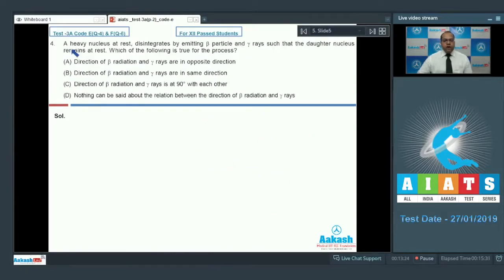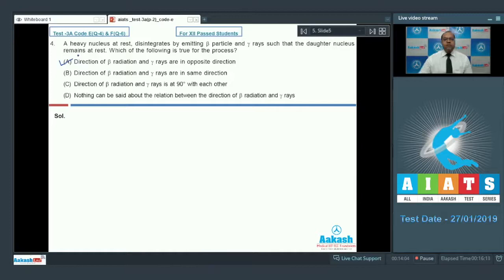In question number 4, a heavy nucleus at rest disintegrates by emitting beta particle and gamma rays such that the daughter nucleus remains at rest. Which of the following is true for the process? So option A is direction of beta radiation and gamma rays are in opposite direction. So if the daughter nuclei is at rest, it is only possible when the linear momentum of the system is conserved. So in order to conserve the linear momentum, the beta radiation and gamma rays must move in opposite direction. So option A is correct.